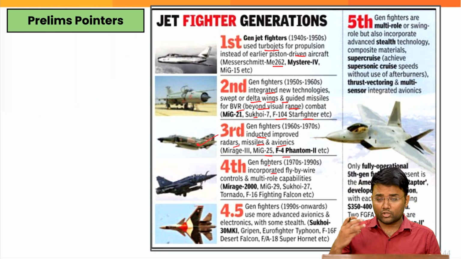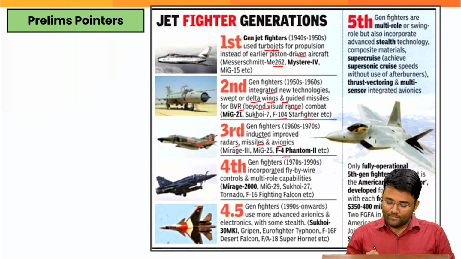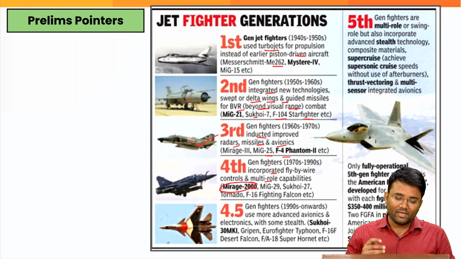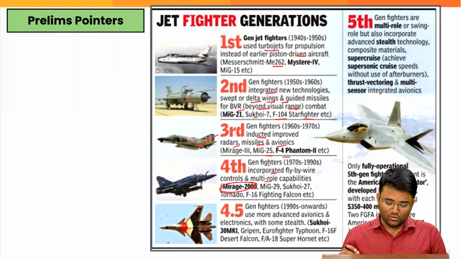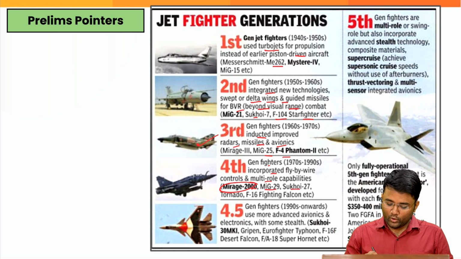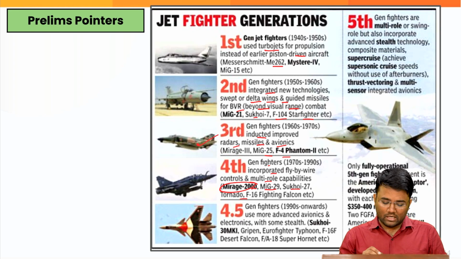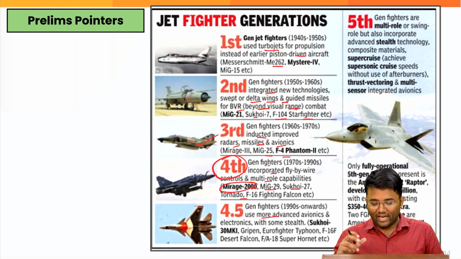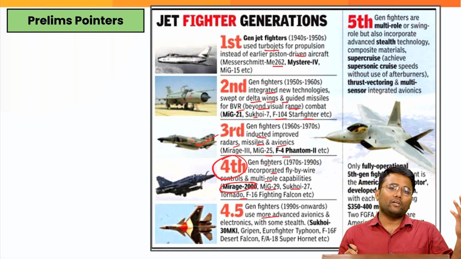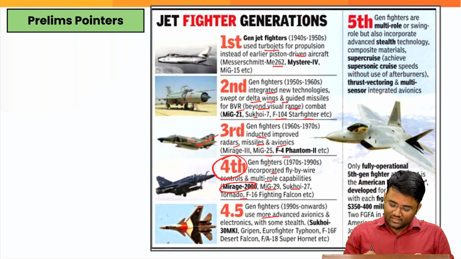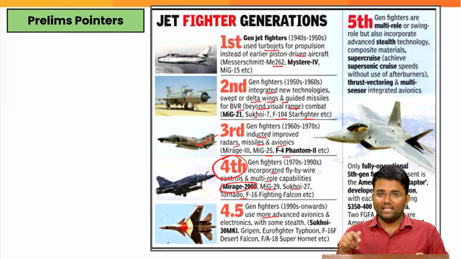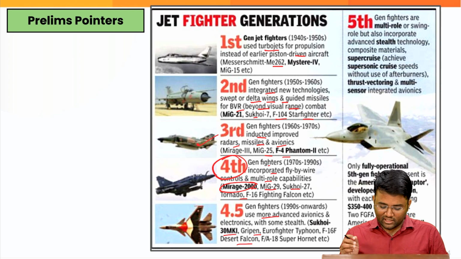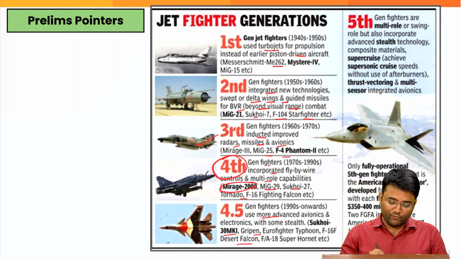Fourth generation incorporated fly-by-wire control and multi-role capabilities. That, for example, they can fight also, they can go for reconnaissance also. Mirage 2000, MiG-29, Sukhoi 27, Tornado, F-16 Fighting Falcon, all that are part of fourth generation. Then the 4.5 generation, they used more advanced avionics, the radars, the electronic equipments that are there, and with some stealth. What is this stealth technology, I will be discussing. Sukhoi 30 MKI, Gripen, Eurofighter Typhoon, F-16 Desert Falcon, FA-18 Super Hornet, all that were 4.5.